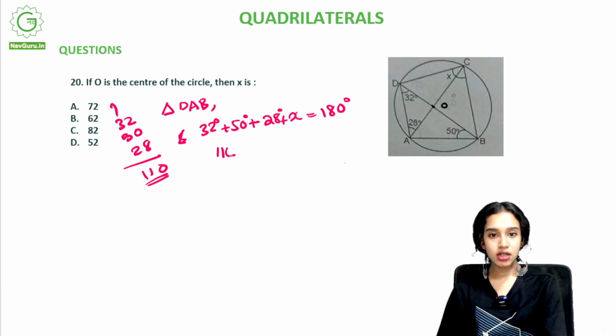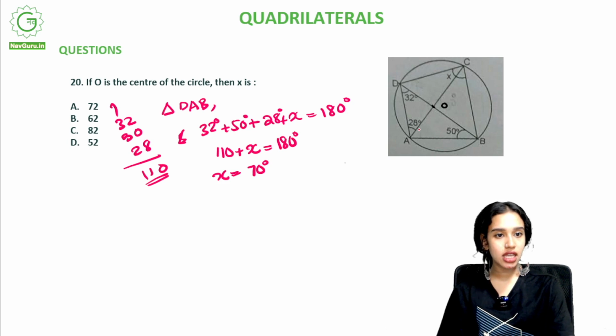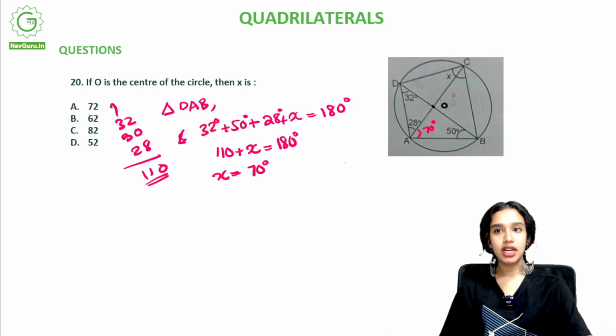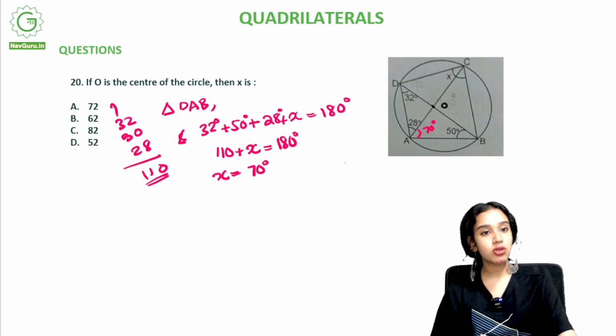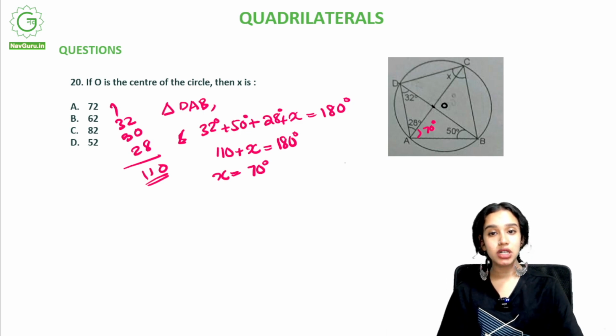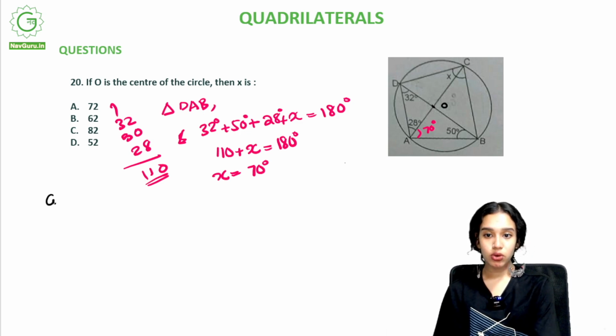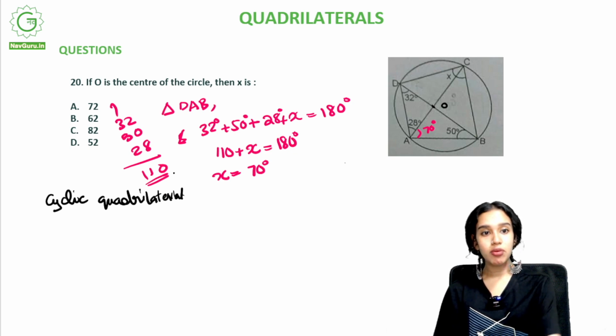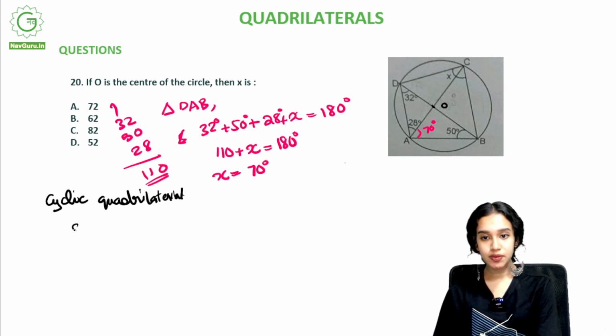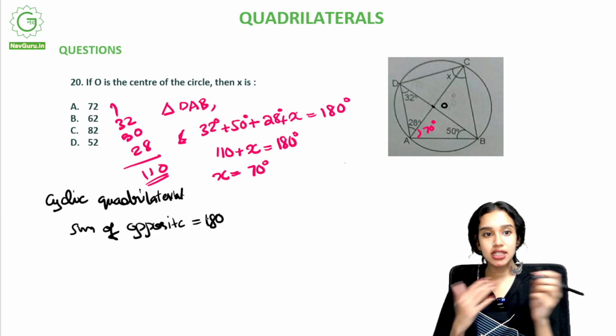So 110 plus X is equal to 180 degrees. So X is equal to 70 degrees. We get this angle to be 70 degrees, right? Now what do we have to find? We have to find X. Now there is this property for a cyclic quadrilateral. For a cyclic quadrilateral, the sum of opposite angles would be 180. That means opposite angles are linear.